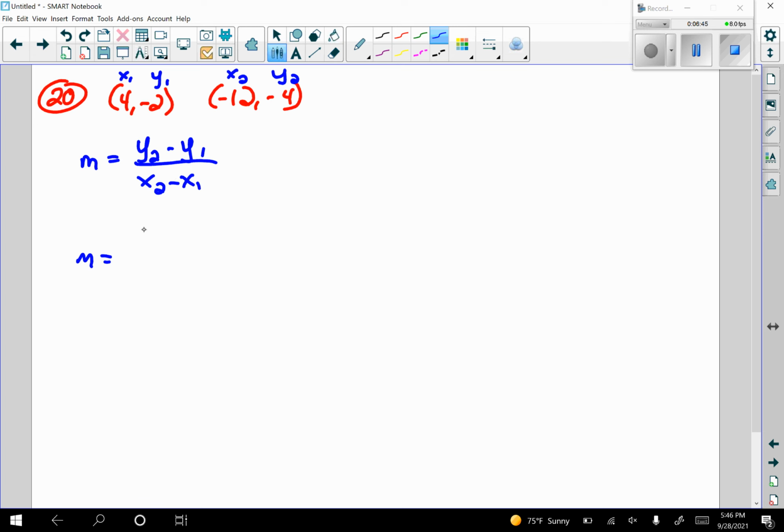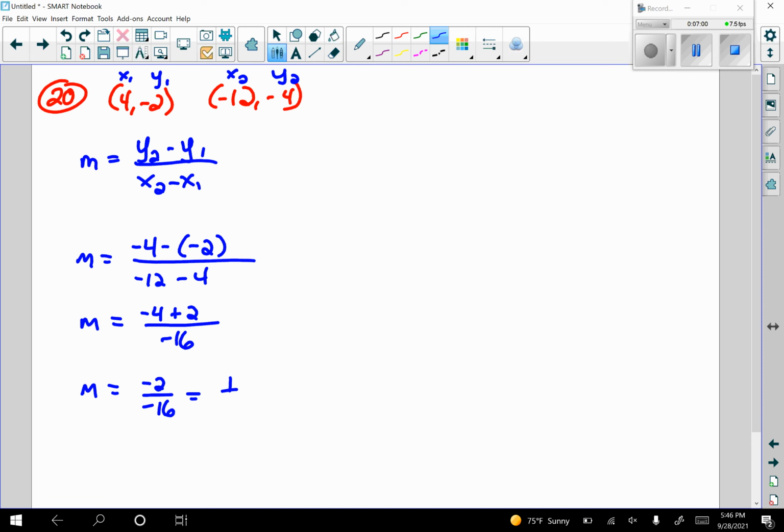So I'm going to start with -4 minus a -2 over -12 minus 4. So we're going to have a -4 plus 2, and this will give us a -16. So we'll get a -2 over -16, which turns out to be a positive 1/8.